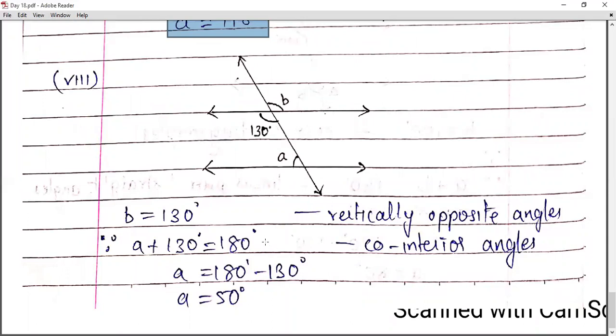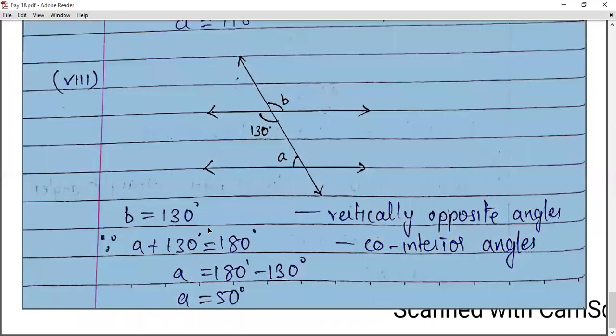Part 8, B is equal to 130 degree. They are vertically opposite angles. So B is equal to 130 degree.